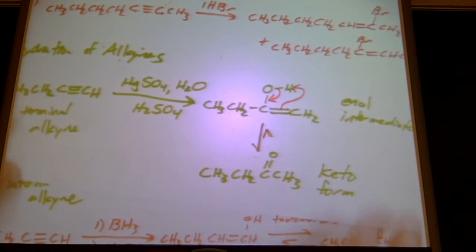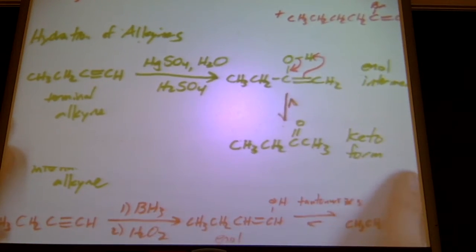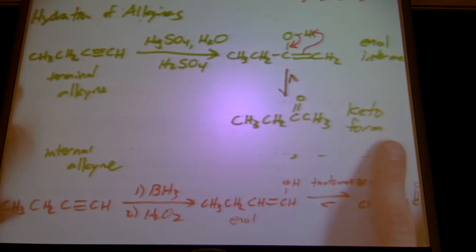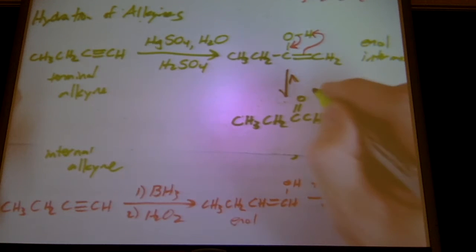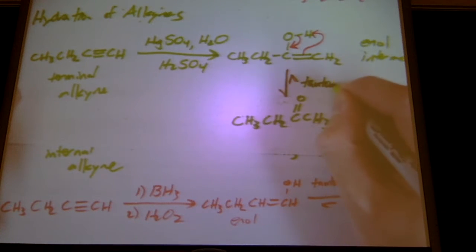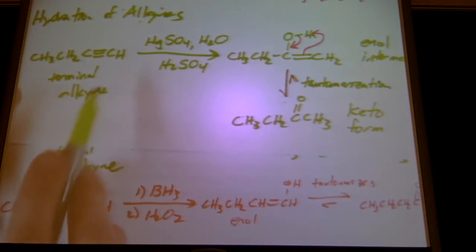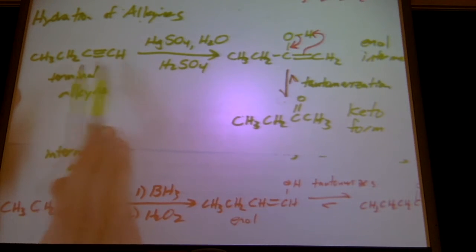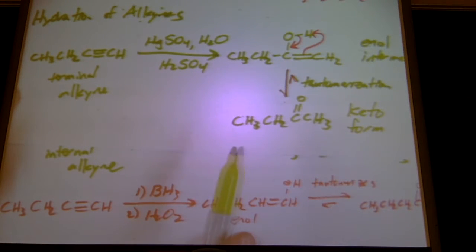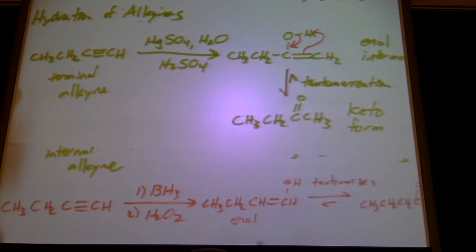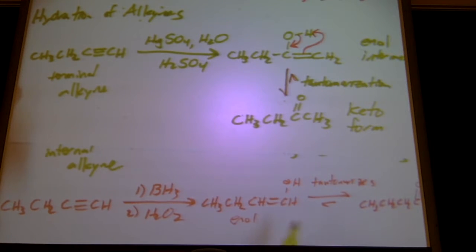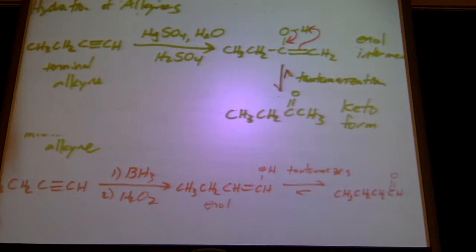So you can see the differences between the two. I started with the same thing, 1-butene. But in this case, since they're not equally substituted, the carbon went to the most substituted position, so I ended up with 2-butanone. Down here it went to the least substituted, so I ended up with butanol.